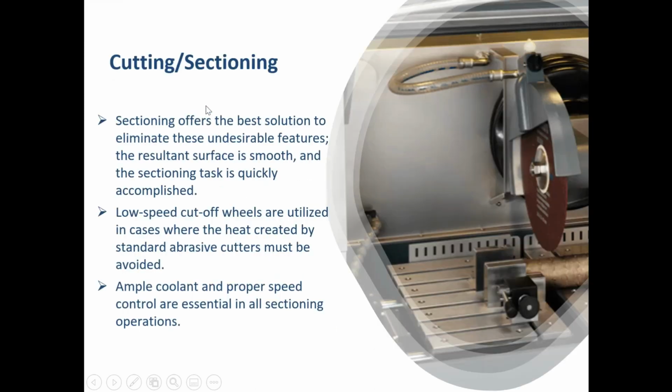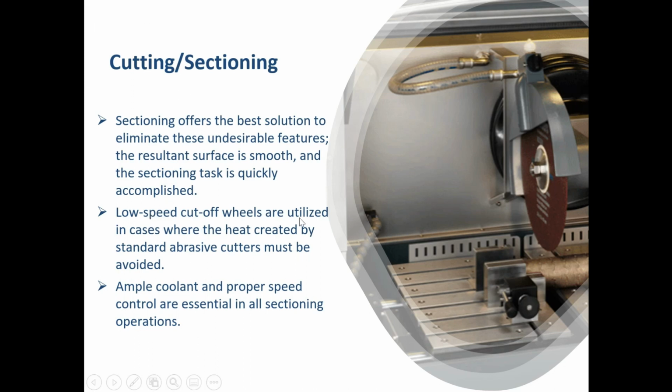So first of all, what is cutting? In cutting, sectioning is offered as the best solution to eliminate these undesirable features. The resultant surface is smooth and the sectioning task is quickly accomplished. First of all, you have to select the workpiece from which you are taking a sample. From a particular part you are taking a sample, so you have to cut it from the parent material. So the first step is cutting.